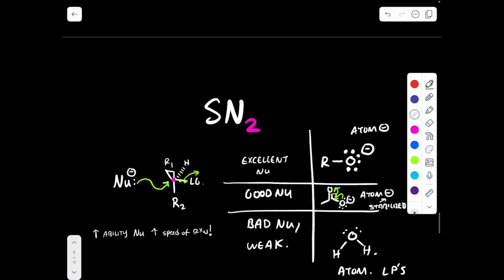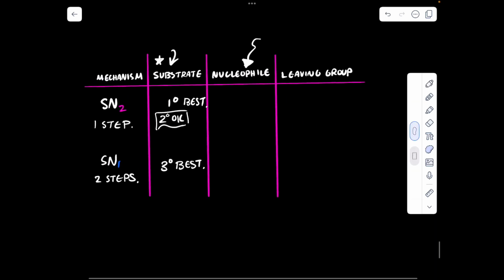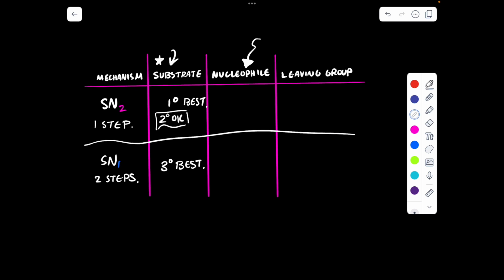So back to our table. For an SN2 reaction, for the nucleophile, we want an excellent nucleophile. And for an SN1 reaction, we can proceed with weak nucleophiles. It doesn't really matter because you have that 3' carbocation, the leaving group already left. We don't really care about the concentration of the nucleophile, or the strength of the nucleophile. It's more about the fact that weak nucleophiles just are not going to proceed via SN2, so they can proceed via SN1. So the last thing we have to talk about is the leaving group.